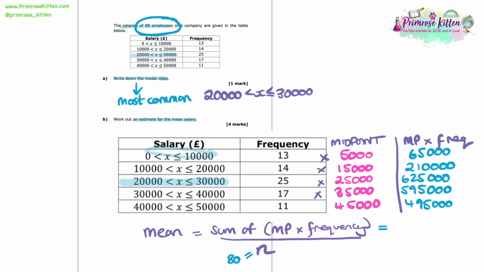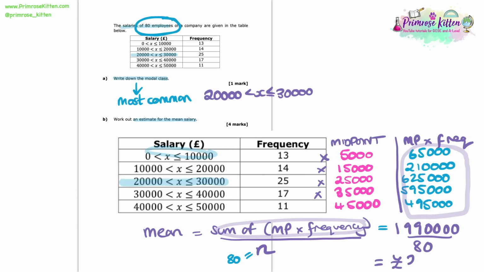So let's work out the sum of all those midpoint times frequencies. So we're just going to add up the 65,000, the 210,000, all of those, we're going to add those up together. And we end up getting 1,990,000. And we're going to divide that through by 80, which is n. That gives us now a mean salary of 24,875. And you know, if you look at the salaries that are in the table, it kind of makes sense, doesn't it? Like that is a number that falls in that range. It's actually in that modal class as well, which you'll often find.